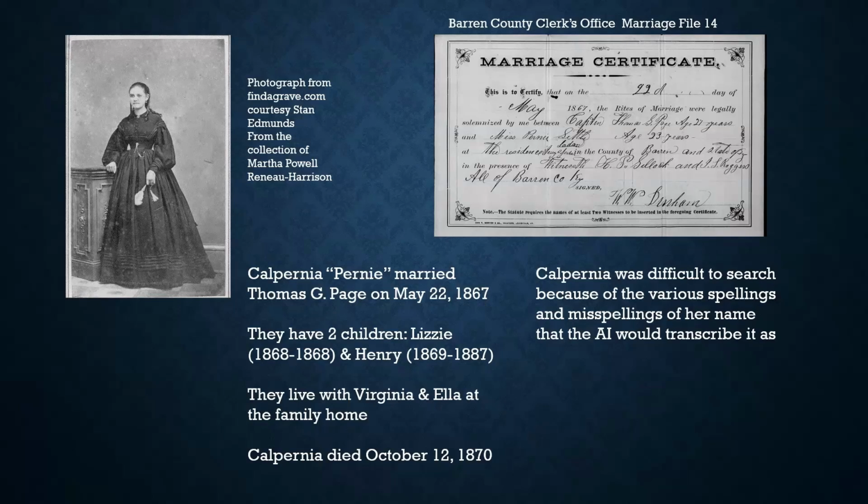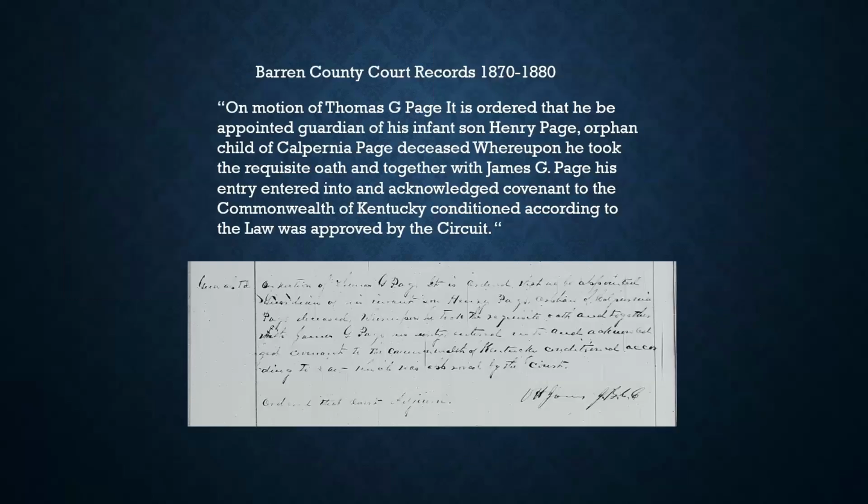At some points, the AI was transcribing her name as California, not Calpurnia. She also went by Pernia or Perny, which could have been transcribed as Penny or Penia. So to find records for Calpurnia, I had to search by her husband's name or Virginia's name to try and find anything.